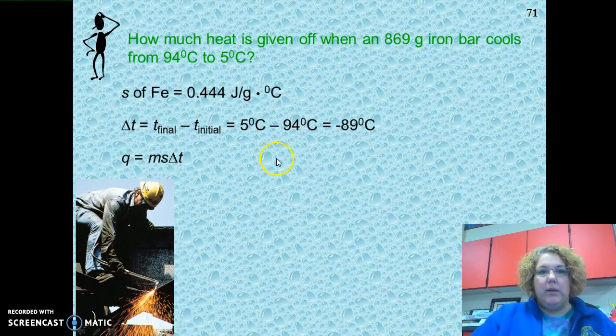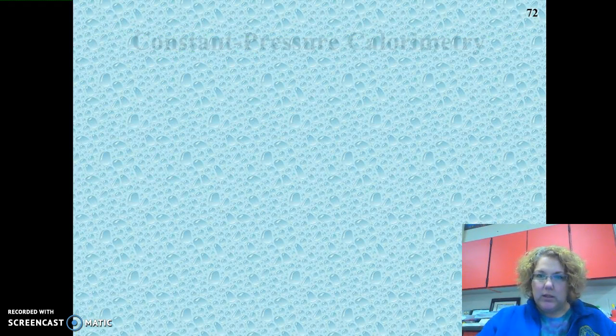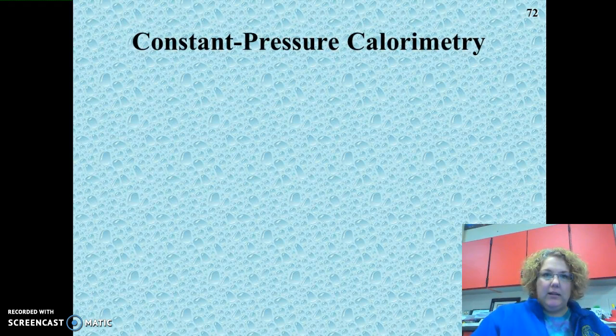I'm going to plug it into the Q equation. So we have our mass in grams times our specific heat in joules per gram degree Celsius times our delta T in Celsius. Everything cancels here except for joules, which is good because our goal is to calculate the joules of heat that's given. 34,000 joules were released.